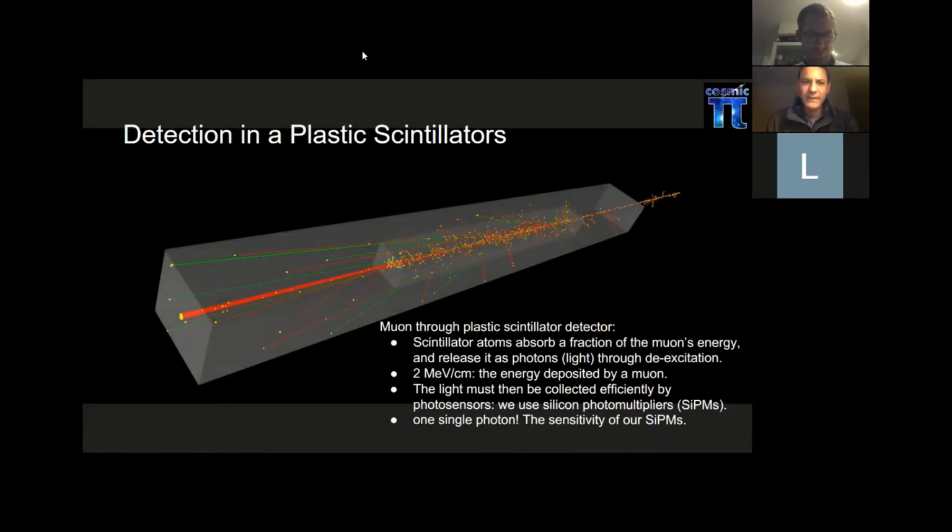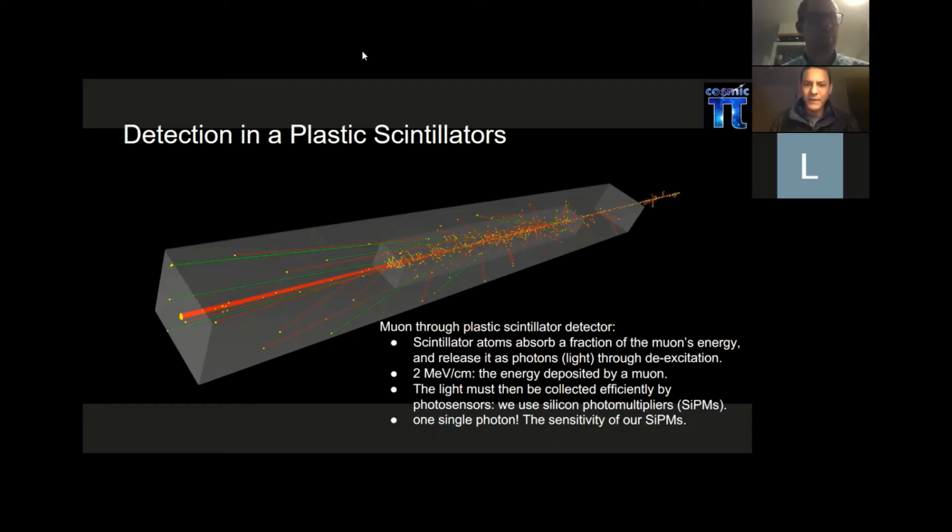So in the scintillation process, atoms in this plastic scintillator will absorb a fraction of the energy of your muons. These atoms get excited by this energy that's just absorbed, and they release photons through a de-excitation process. So as they go back to a more stable, lower energy state, they release photons, and so this light can be detected by photosensors.